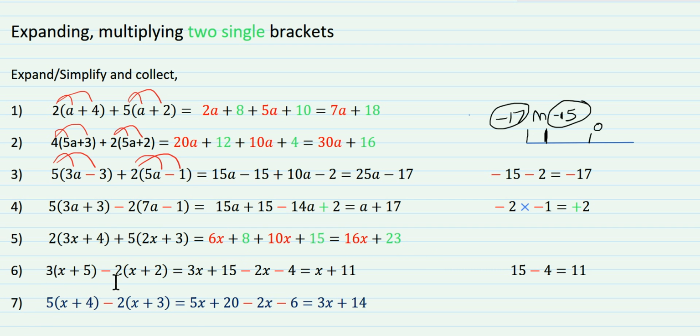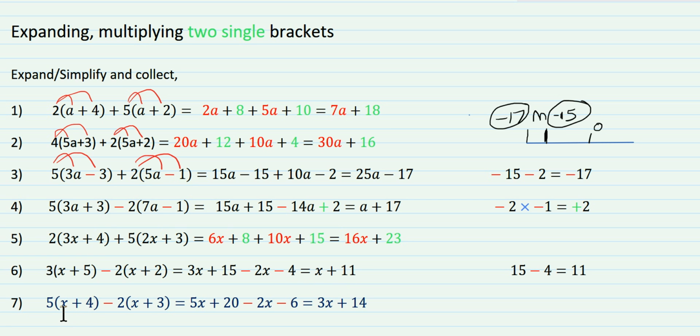3 times x plus 5. 3 times x is 3x, and 3 times 5 is 15. Minus 2 times x is just minus 2x, and minus 2 times plus 2 is going to be minus 4. The signs are different, so minus 2 times plus 2 is minus 4. Then you collect like terms. So 3x minus 2x is going to be x. 15 minus 4 is going to be 11.